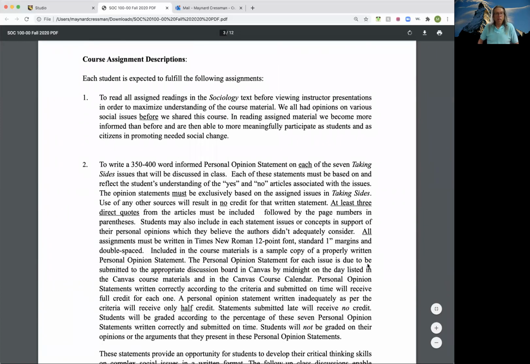Okay, these assignments are explained in infinitely more detail in the Canvas course descriptions. But anyway, if you go to the left navigation area, not the far left in the black border, but if you go to assignments and click on that, all the assignments in the course will appear to you. And you can read in much more detail everything I'm just generally going to go over today. Number 1, read all assigned readings of the sociology text before viewing instructor presentations in order to maximize understanding of the course material.